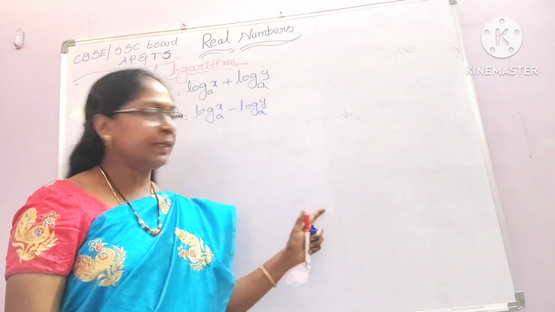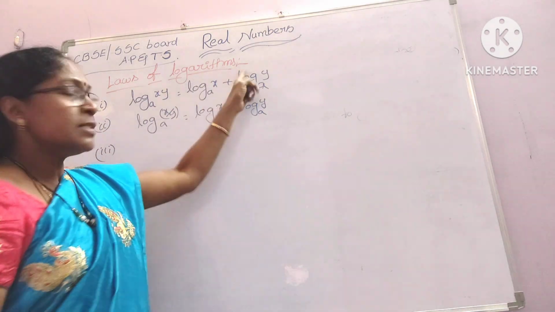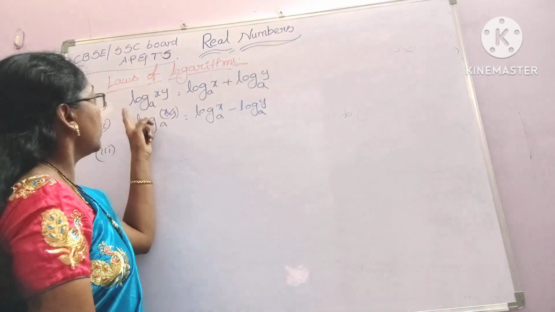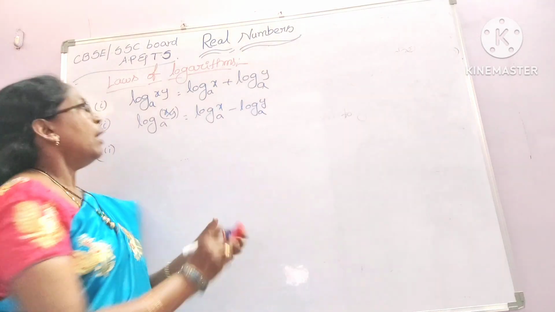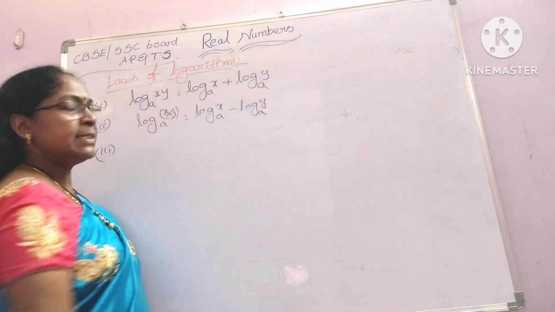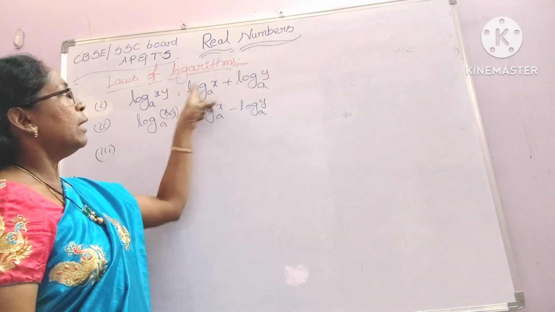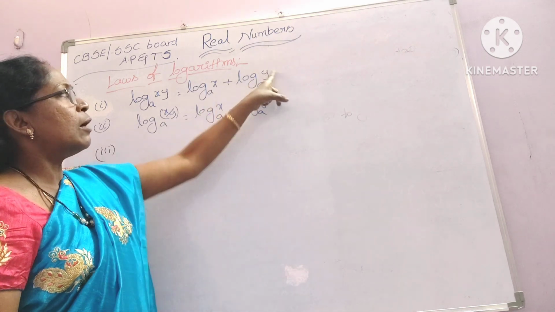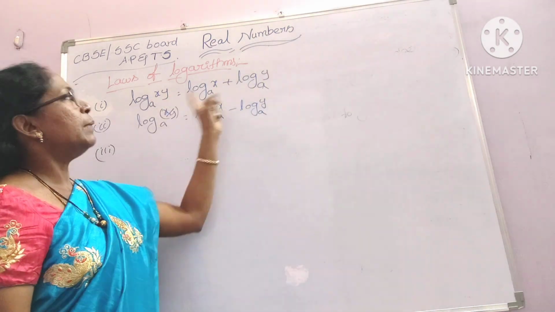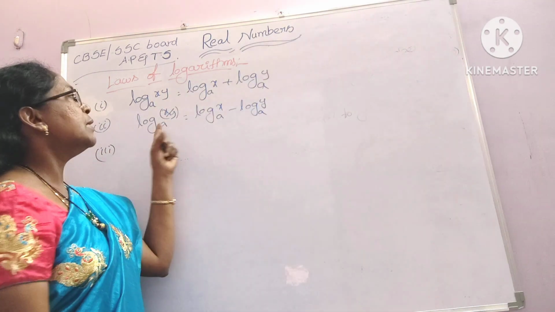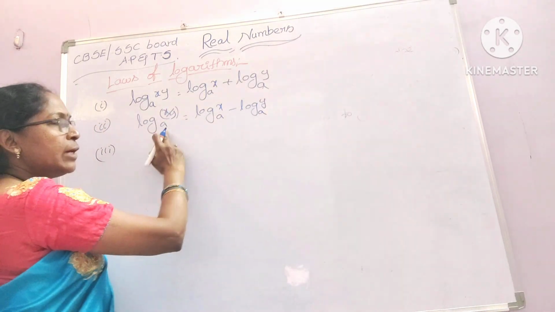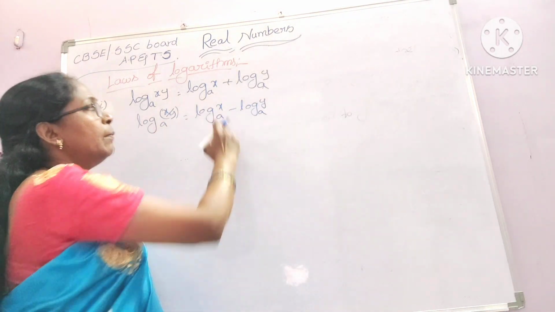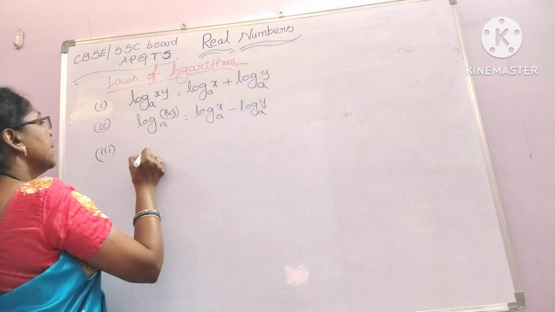Next, the last topic in this chapter is laws of logarithms. So what are those? First one is the product rule. Second one is the quotient rule. First one: log xy base a equals log x base a plus log y base a. Product becomes addition, and division becomes subtraction. Quotient rule: log x by y base a equals log x base a minus log y base a.